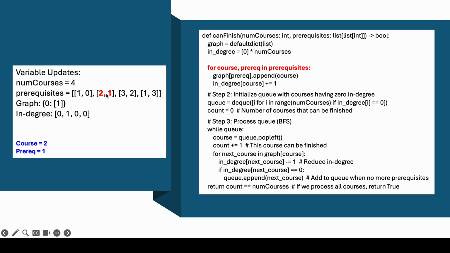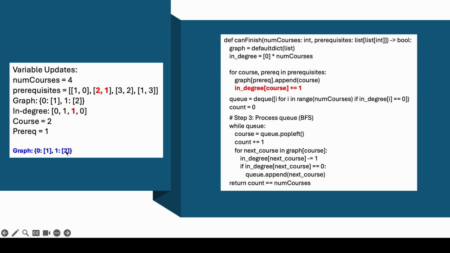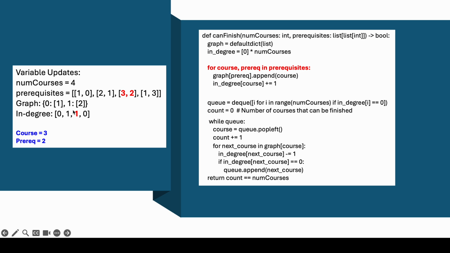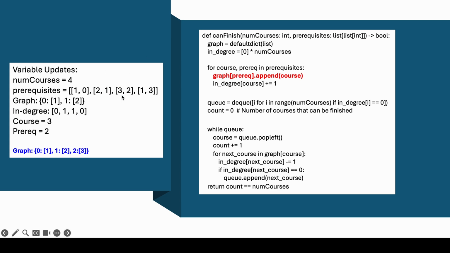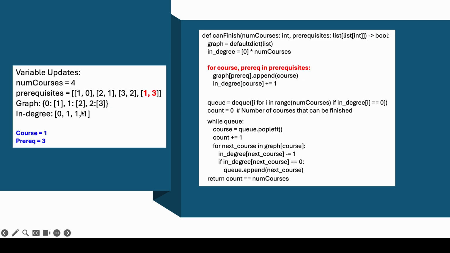And now we're going to move on to the next prerequisite, course being 2, prerequisite being 1. We're going to add 1 and 2, 1 being the prerequisite, 2 being the course. Again, we're going to increment in-degree to 1. It used to be 0. And we're going to go to the next part of the array, 3 and 2. And we're going to add it to the dictionary, or the graph. And again, we're going to increment in-degree.